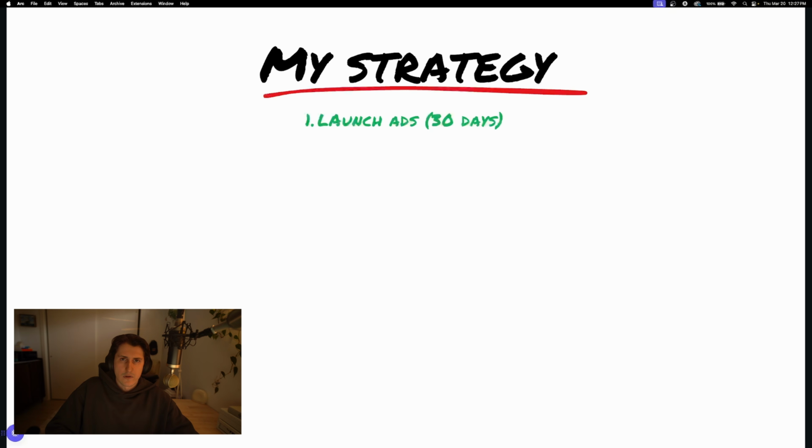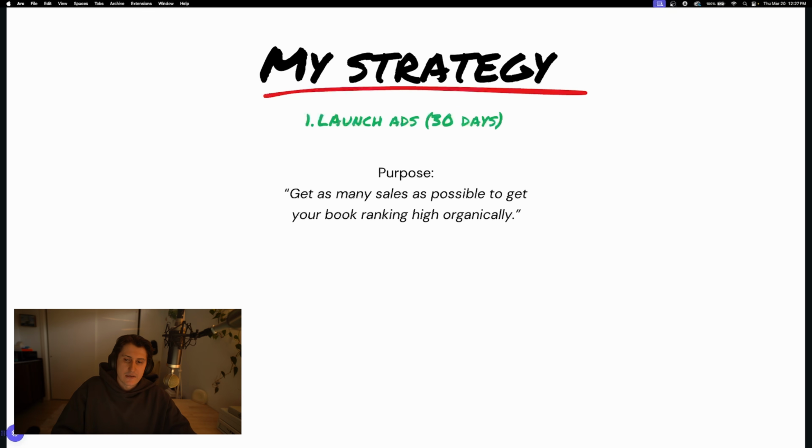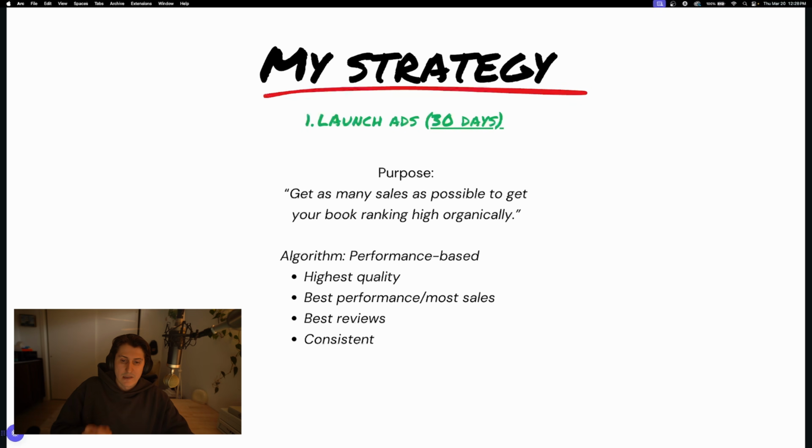So what is the purpose of our launch ads? They're exactly how it sounds: we just want to get as many sales as possible to get our book ranking as high as we can organically. And the reason we want to do this is because this aligns with Amazon's new performance-based algorithm. The old Amazon algorithm was just SEO based, just ranking based. If you put as many keywords in your title as you can, you will rank.